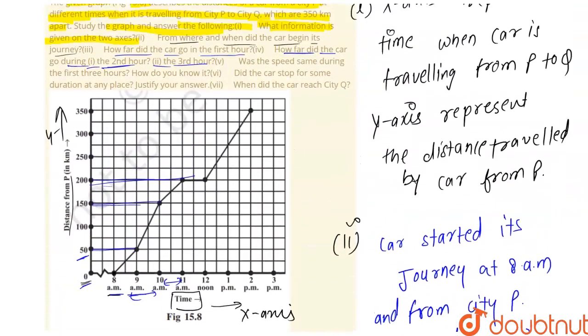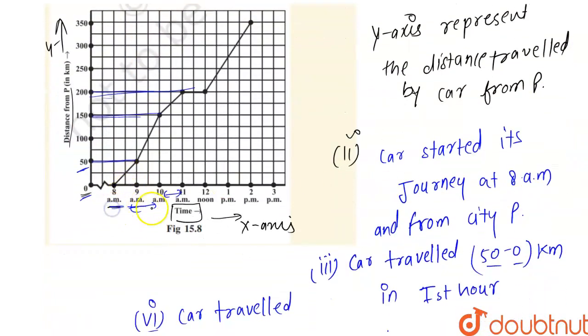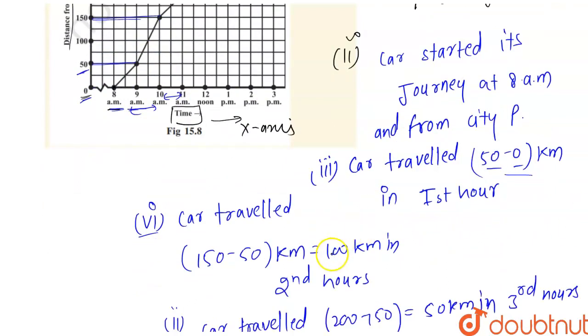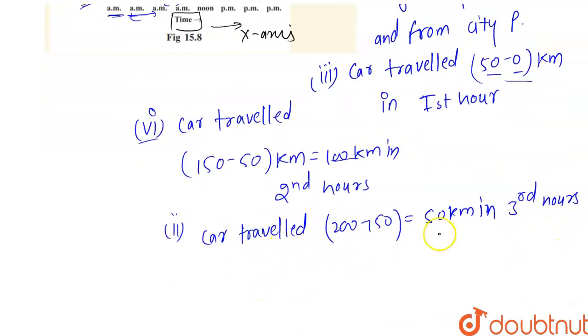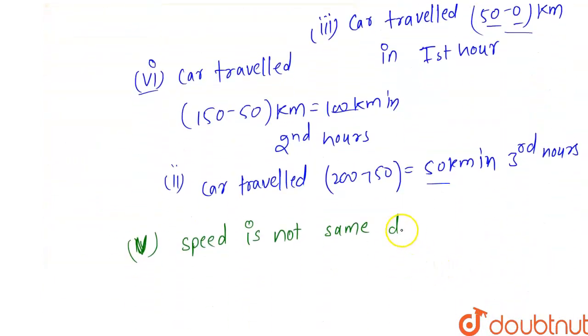Now let's move to the fifth part. The fifth part is given as, was the speed the same during the first 3 hours? In the first hour we can see that the car traveled 50 kilometer, in the second hour the car traveled 100 kilometer, and in the third hour the car traveled 50 kilometer. So from these three we can say that the speed is not the same during the first 3 hours, right?